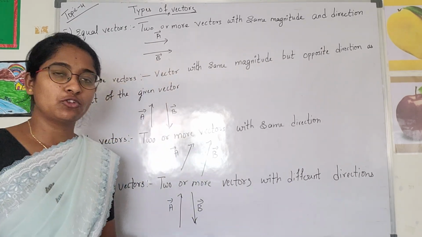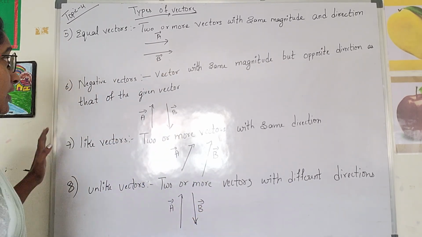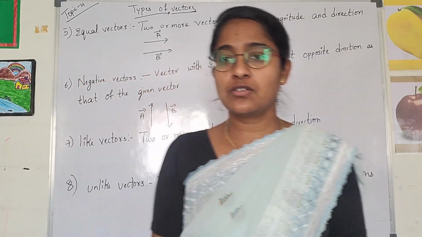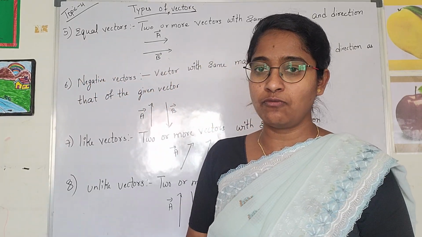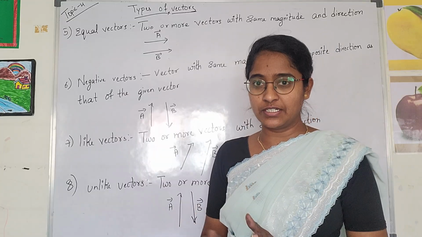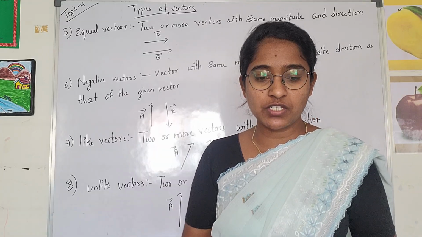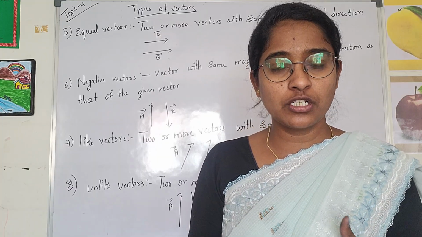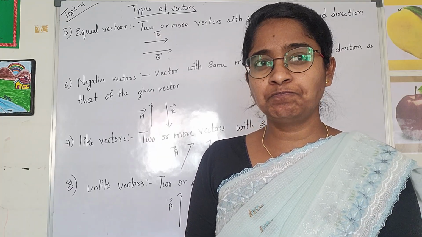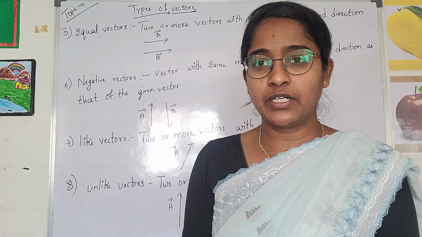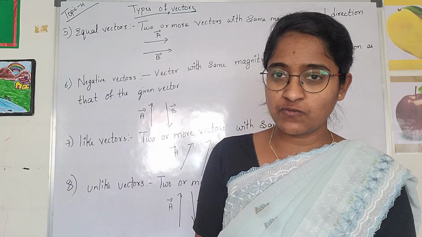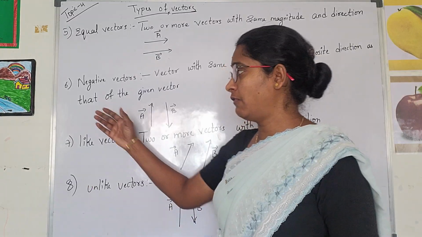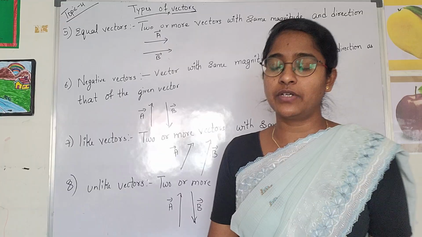Now we are in topic 4, types of vectors. Already we discussed four types of vectors. First one is a zero vector, then unit vector, co-initial vector, and collinear vector. Now we are going to see the fifth, sixth, seventh, and eighth types of vectors.